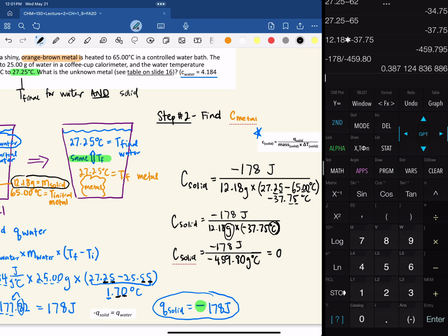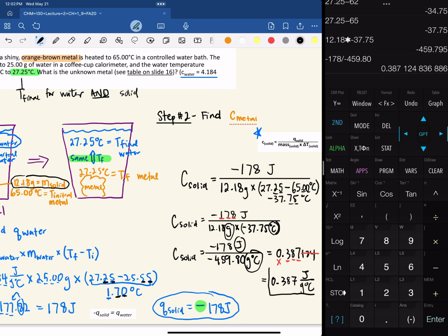Okay, and I'm going to end up with 0. The negative and the negative do cancel. 0.387124. I'm not going to write the rest of the numbers because I know that 178 has 1, 2, 3 sig figs. The other number has 4 sig figs, so I'm going to go with 3. I'm going to drop all of the rest. The 0 in front is not significant, although I do need to keep it there just so that I have my placeholder. So 0.387. My units are going to be joules over grams degrees Celsius.